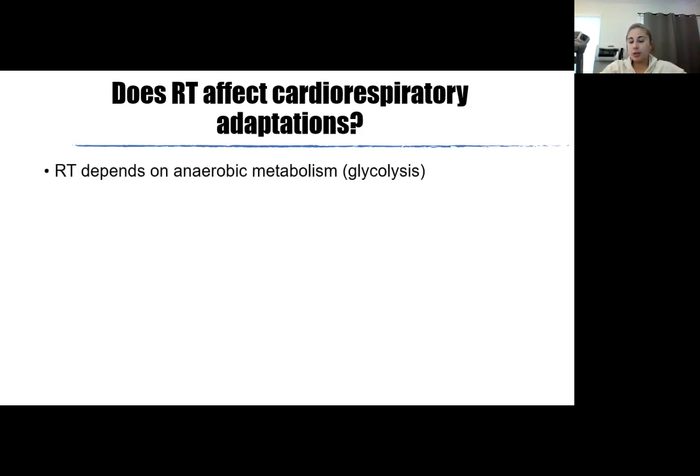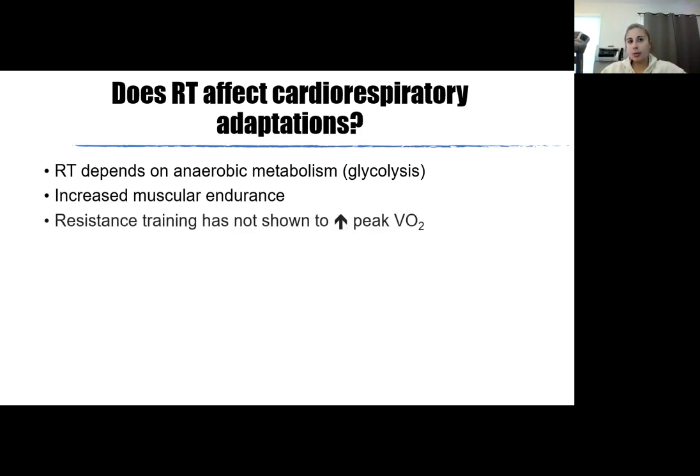Understanding, again, resistance training does depend on glycolysis and anaerobic metabolism. So different systems, we're not really working our aerobic system. And yes, it can help increase muscular endurance, as we talked about, because we're able to last a whole hour session performing our exercises. But not to the same extent as if I was going for a run. Now, evidence shows that resistance training will not improve your VO2 max. Peak VO2, again, is just the highest level you get to if you were doing a VO2 max test. But we don't see it helping with improving your VO2.